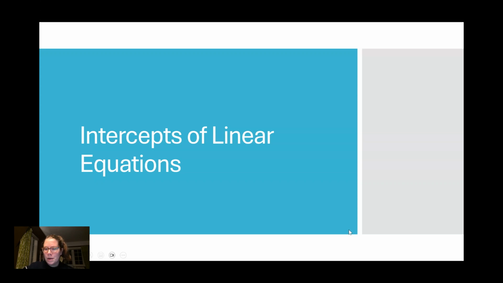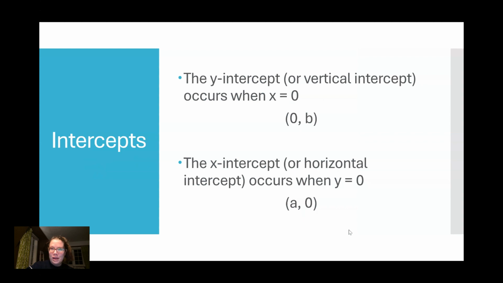In this video, we're going to talk about intercepts of linear equations. Intercepts are places where we cross the x-axis or the y-axis. The y-intercept happens on the y-axis, and remember that on the y-axis, x is equal to 0. The y-intercept is always going to look like 0 for x and a number for y.